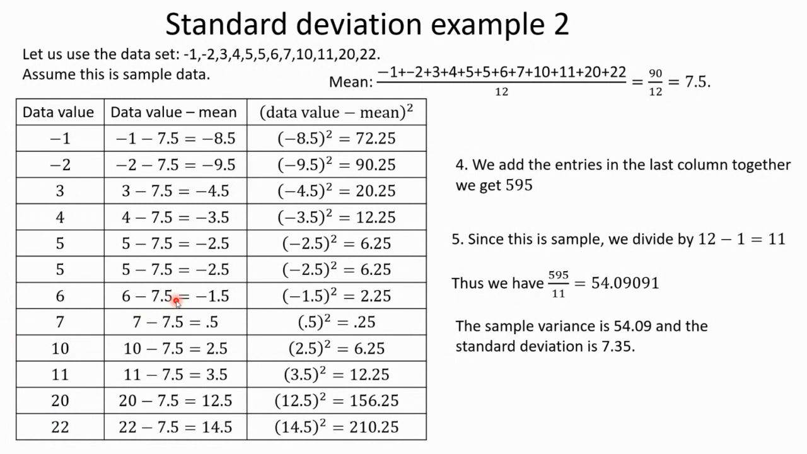So now again, we want to get the standard deviation. This is sample data. Okay, so what is the mean? That's the first thing we calculate. We just add up the data values and divide by how many there are. If we counted right, which I hope I did, it is 12. We get 90 over 12, which is 7.5. That's our mean.